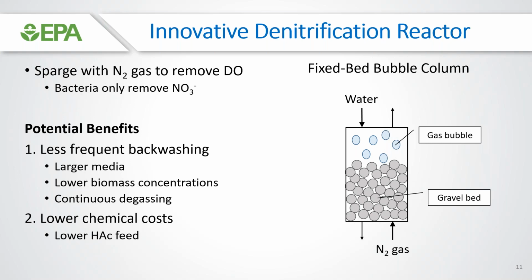Some potential benefits of this configuration are that you would have less frequent backwashing because there's a larger media size. We're dealing with lower biomass concentrations because they're not growing on oxygen. And in a way, it's sort of a continuous degassing, so we might not accumulate those bubbles within the bed to the same extent. And also, there could be a slightly lower chemical cost associated with the lower acetic acid feed requirements.